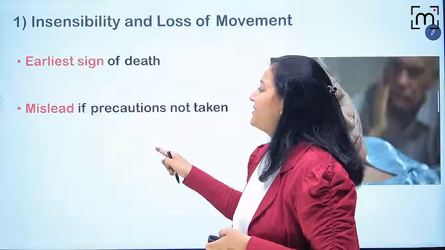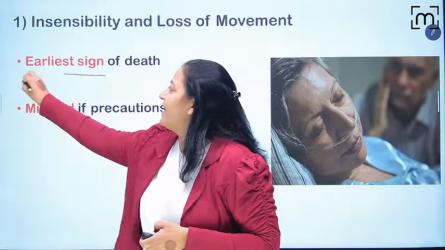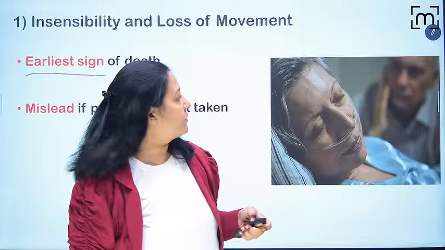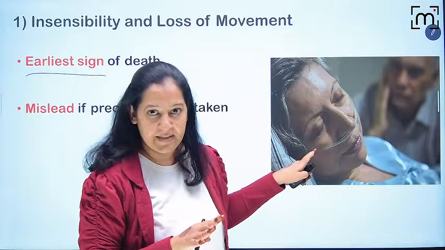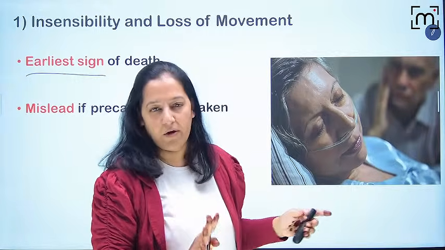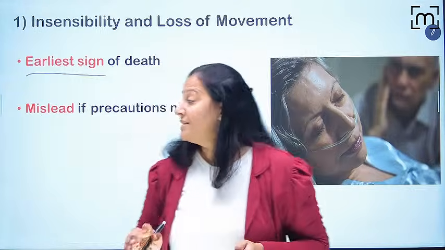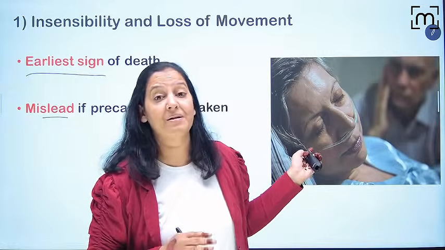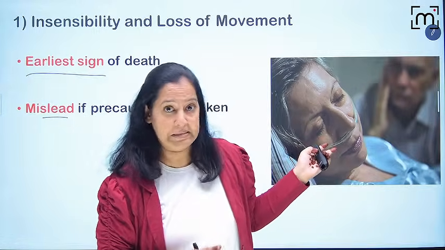Okay. So this is an MCQ. Learn earliest sign of death. The earliest sign of death is insensibility and loss of voluntary movement. The person becomes insensitive, no response to anything, and there is loss of voluntary movement. That is the earliest sign. Sometimes it can mislead if precaution is not taken. It is not always that if the person is not responding, the person is dead.